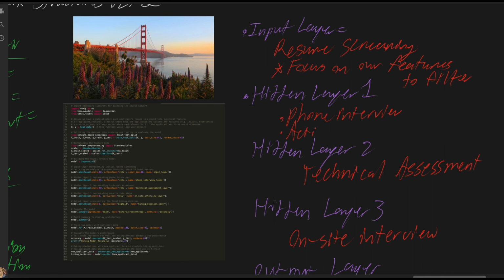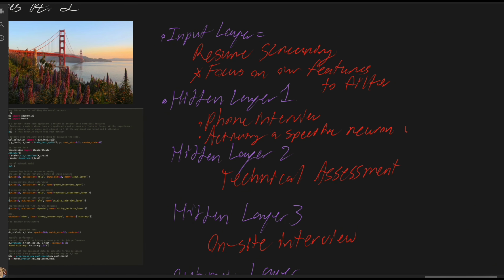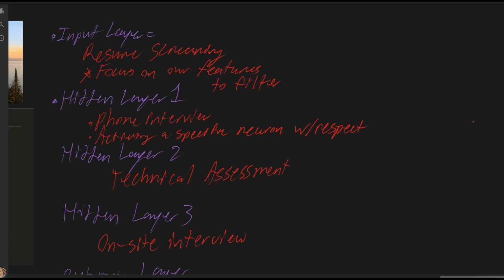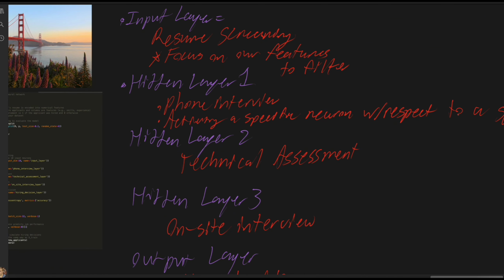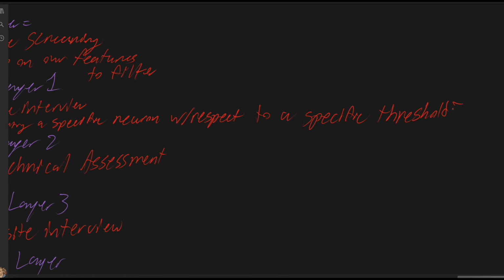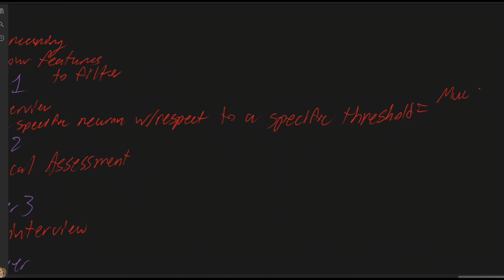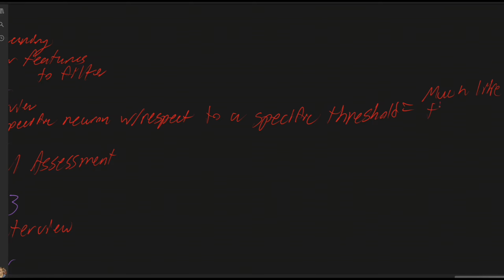So, activating a specific neuron with respect to a specific threshold. And it's akin to the activation function in neural networks that decide whether the signal is strong enough to be passed on, much like the activation function.